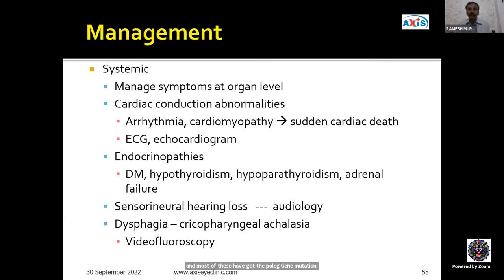So how do we manage these cases? Systemically, we have to manage the symptoms at the organ level. So if there is a cardiac problem, we are thinking about problems like arrhythmia, cardiomyopathy, which can give rise to sudden cardiac death. So we need to do an ECG, echocardiogram, and evaluate the patient.